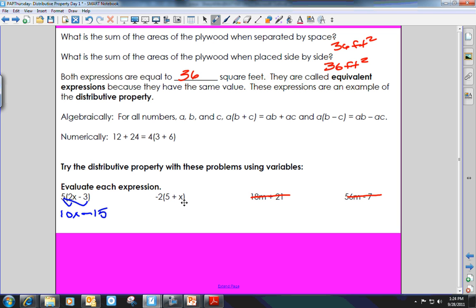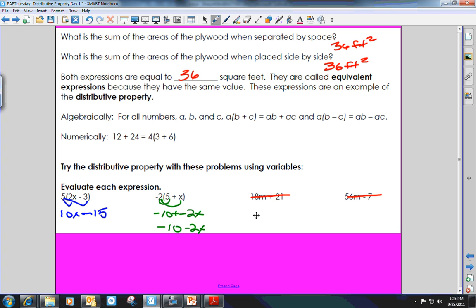For the next one, I'm going to distribute my -2 and multiply it times the 5 and times the x. So I'm going to have -2 times 5 is -10. -2 times x is -2x. And we can keep the addition in there if we'd like to, or we can just call it -10 minus 2x. Either way is fine on these expressions. Okay?